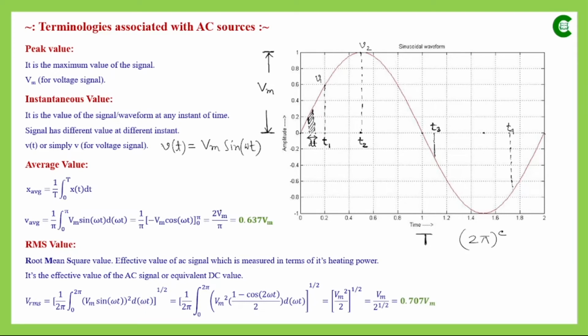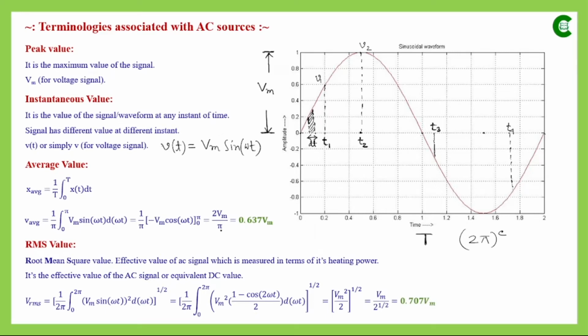So finally it will be 2 Vm by pi for a sinusoidal signal, and if we simplify further, then it will be 0.637 of Vm. So the average value of a sinusoidal signal will be 0.637 times the maximum value or peak value. Now for different signals, the average value will be different. For a square signal, as we will see in the next slide, it is 1, and for other signals it will have different values.